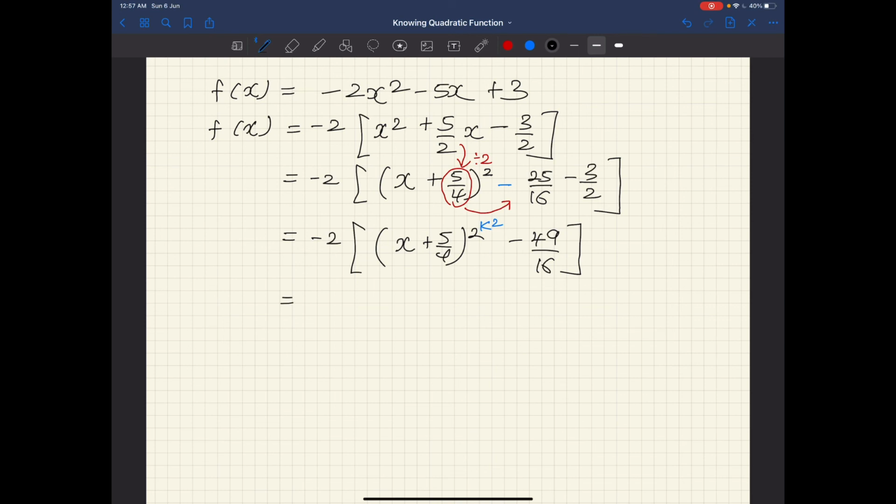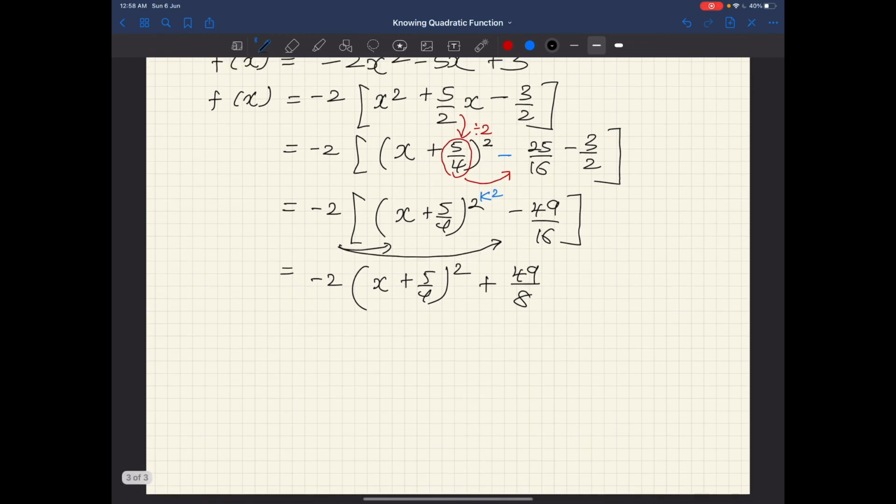Alright, now you just need to expand your negative 2, then you just expand it as such, and you expand it as such. Alright, so you have -2. Then for the first part you don't have to do anything, just square it. The second part you need to expand. So negative negative is going to be positive. You have a 2, you have 16, so you can simplify, you have 49/8. Alright, so once you have it in this form, it's pretty straightforward.